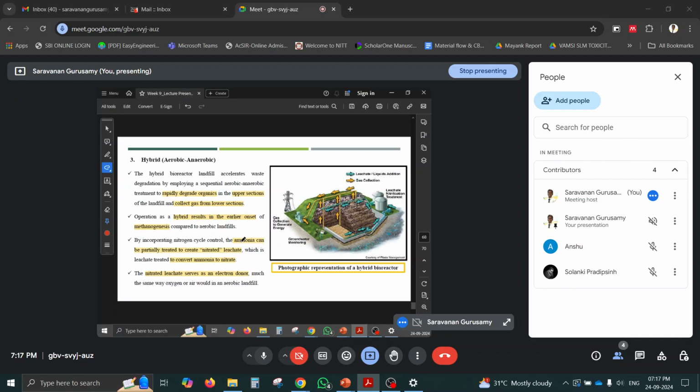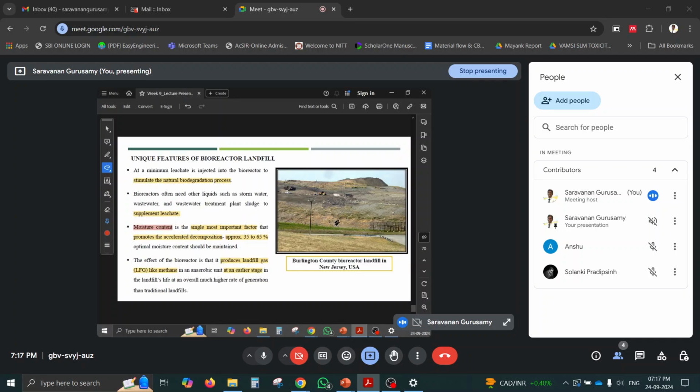Then we can also have a hybrid technology with both aerobic and anaerobic, because in the top layer we can supply air, and the bottom layer can only be circulated with leachate. So the top layer will be aerobic and the bottom layer will be anaerobic. This also enhances degradation, because the top layer will always have fresh waste, so it requires oxygen for degradation. So this is a hybrid technology.